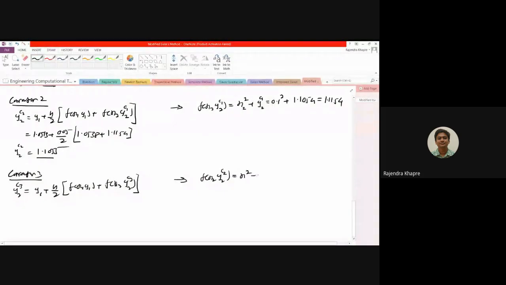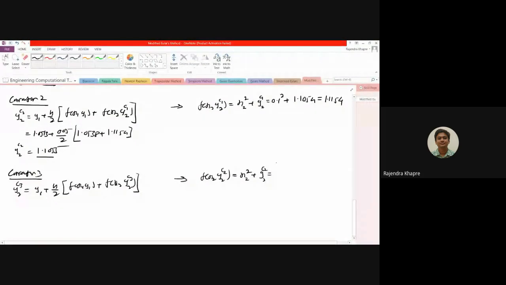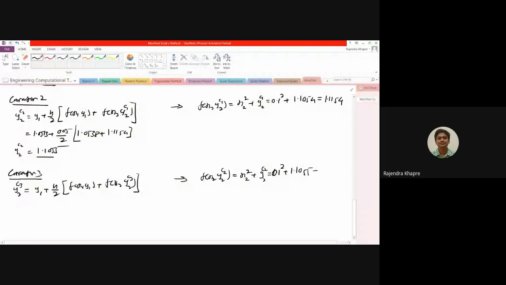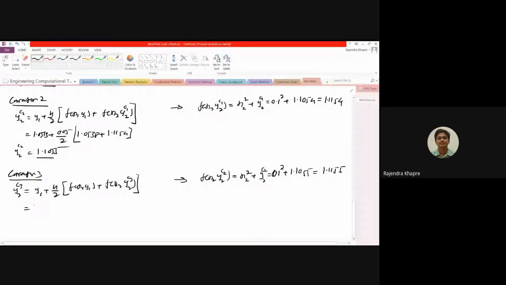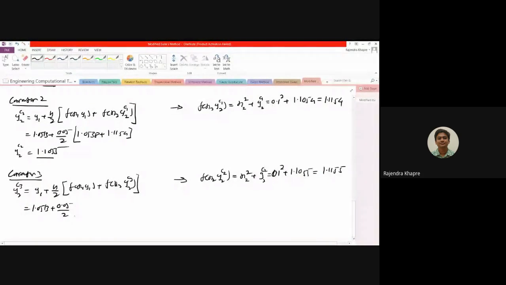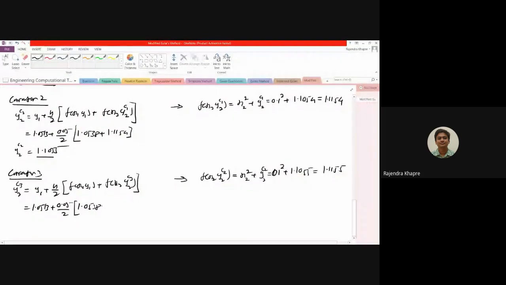So this is x square plus y, so this is x2 y2 corrected for the second time. So this is 0.1 square plus 1.1055. How much is this? 1.1155. Okay, there is a minor difference. So this is 1.0513 plus 0.05 divided by 2 into 1.0538 plus 1.1155. Okay, how much is the y2 corrected for the third time?